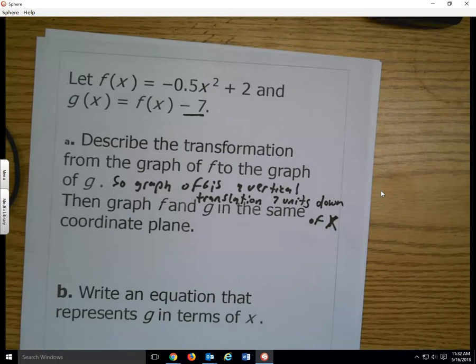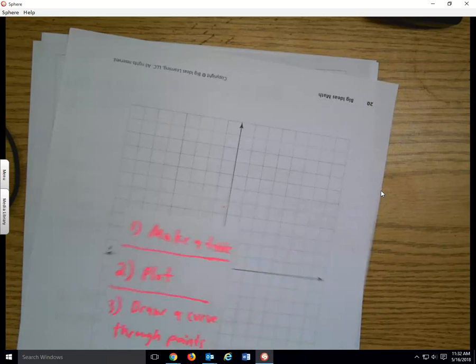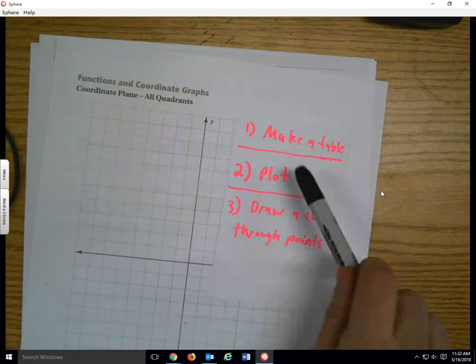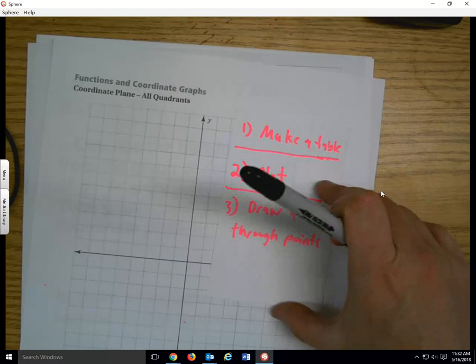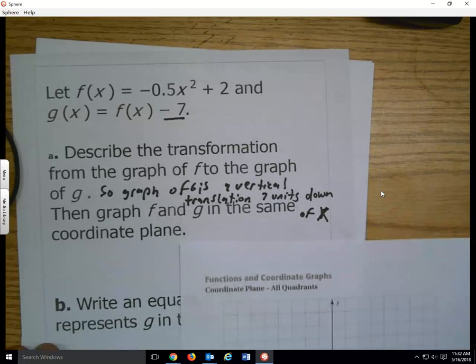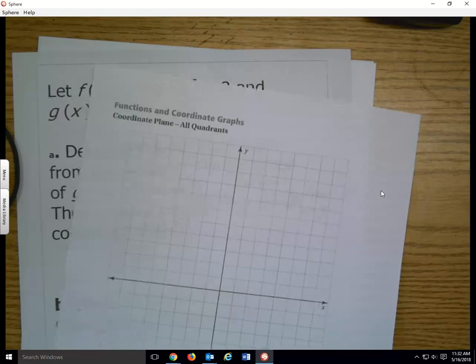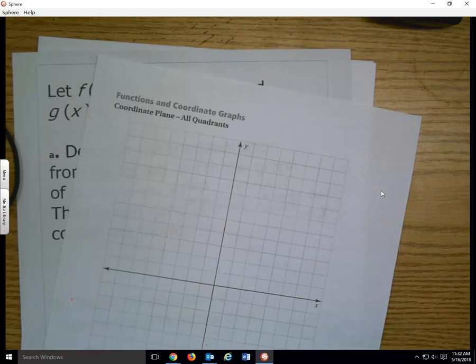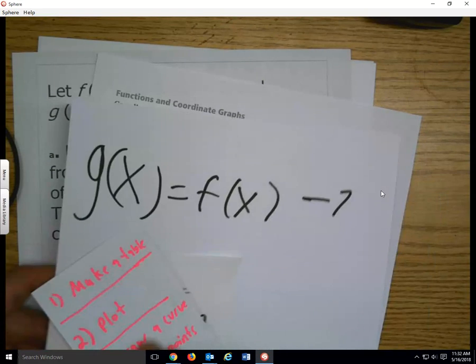What is the first step in graphing? That's right, you make a table. First step is you make a table, you plot it, you draw a curve smoothly through the points. We've done this all throughout, so we just need to graph these. When I make my table, though, it's going to be interesting. It's not going to be the same way I made the tables earlier.